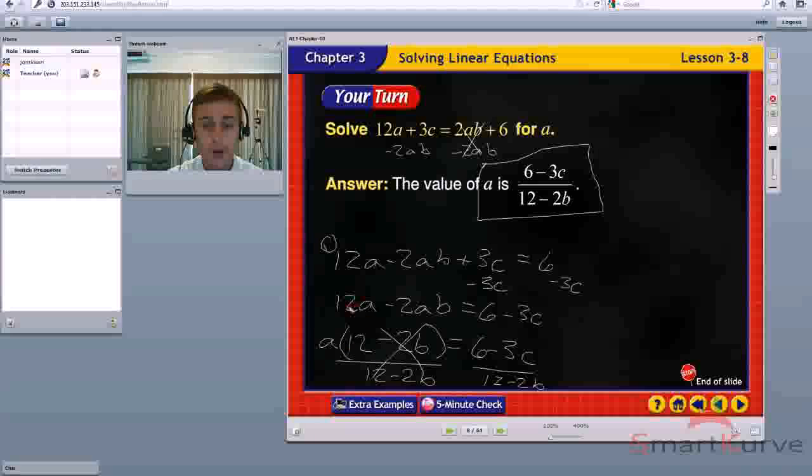The most confusing part is right here, where we have 12a minus 2ab. Since we're solving for a, you need to find a way to take out a from this equation. All you do is factor it out. You divide each of these by a. You put a on the outside of a parentheses, and then divide each of these by a. 12a divided by a is 12. 2ab divided by a is 2b. That leaves us with the answer: 6 minus 3c divided by 12 minus 2b is a.